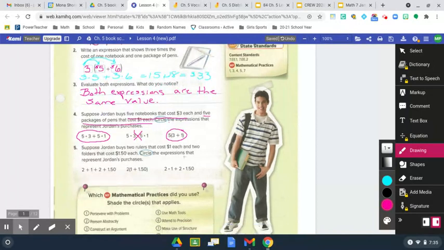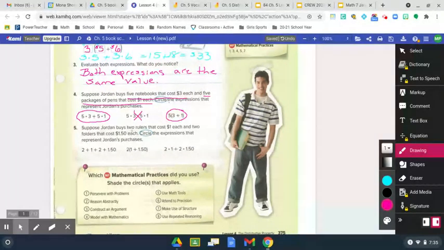Okay, number 5. Suppose Jordan buys 2 rulers that cost $1 each and 2 folders that cost $1.50 each. Once again, we want to circle the expressions that represent his purchases. So I'd be circling the third one, and I'd be circling the second one. What's wrong with the first one? Take a look.